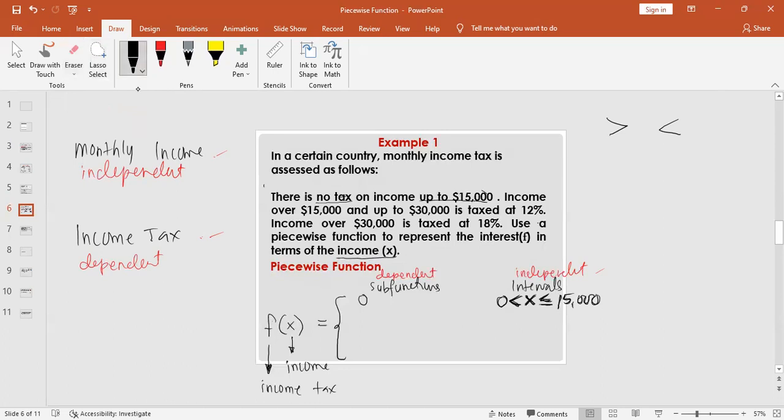Alright, so let's come now to the second subfunction. So what will be the next subfunction? What do you think? You may pause the video for a while to think of your answer. Just try it.